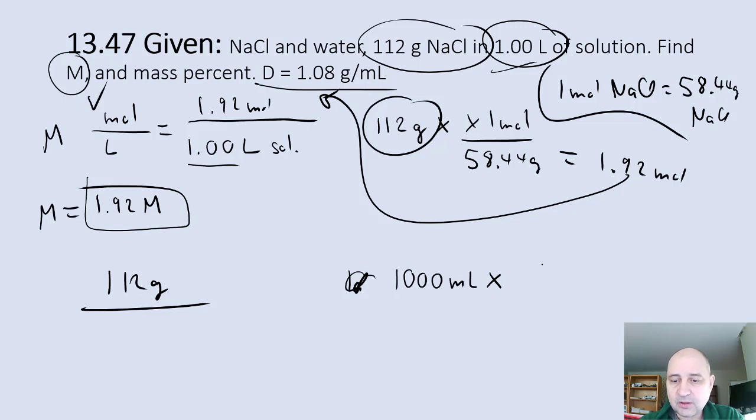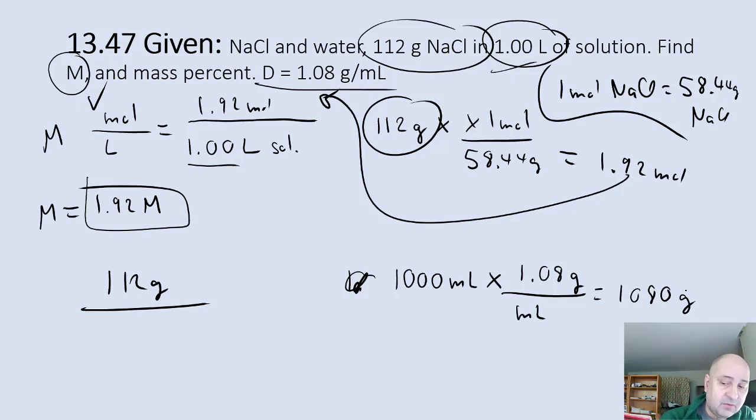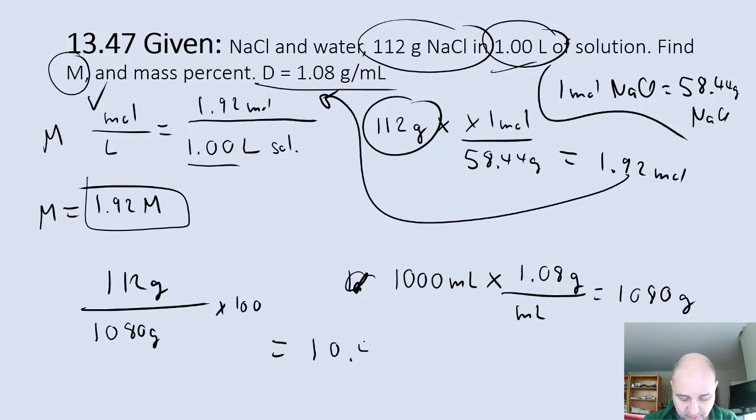So there's 1.08 grams per milliliter, right? Because we have a liter and we're given the density. And so this gives us 1,080 grams of solution. And that's what mass percent is. So now we divide it by 1,080 grams times 100 to get a percent, and so we end up with 10.4%. Alright, so that's the percent.